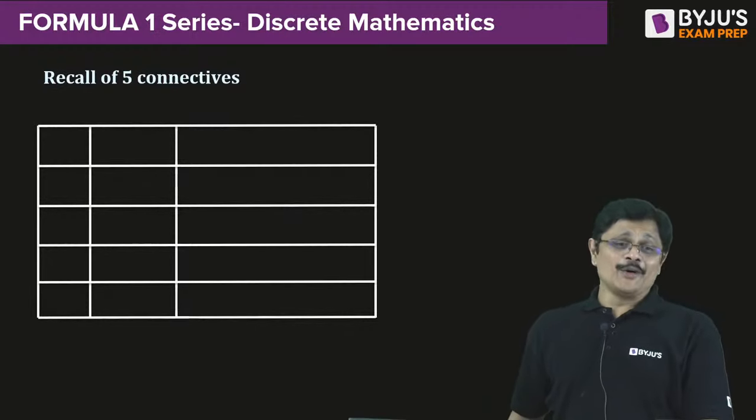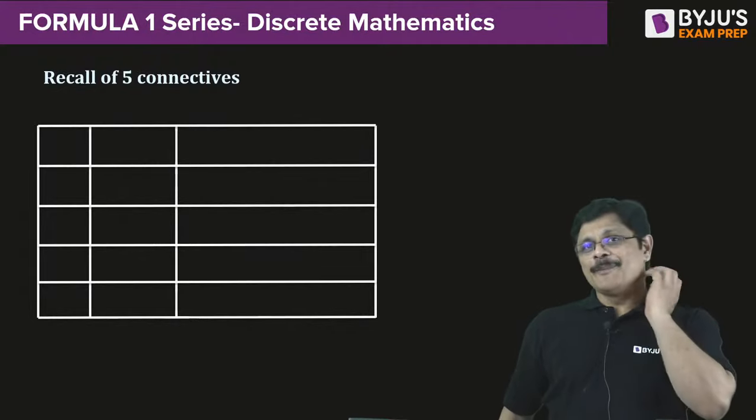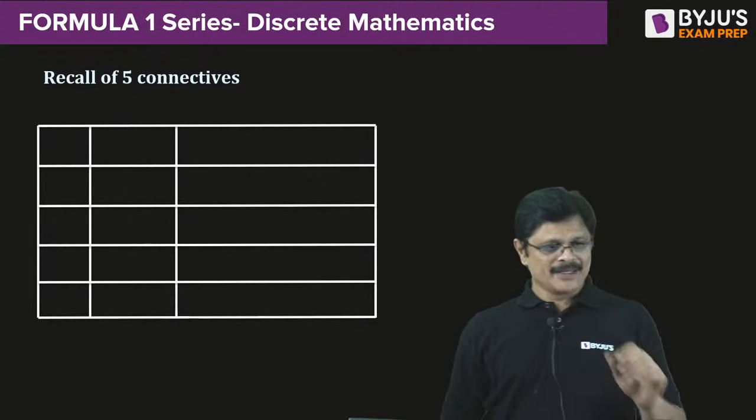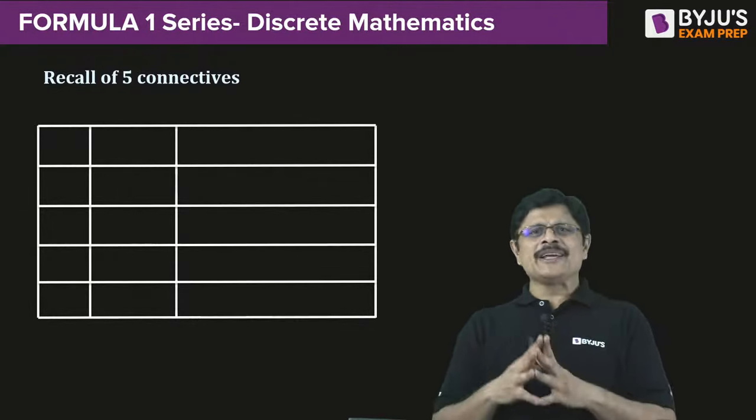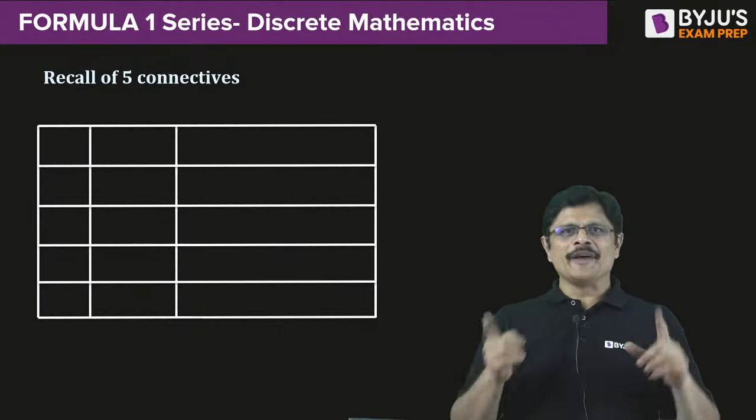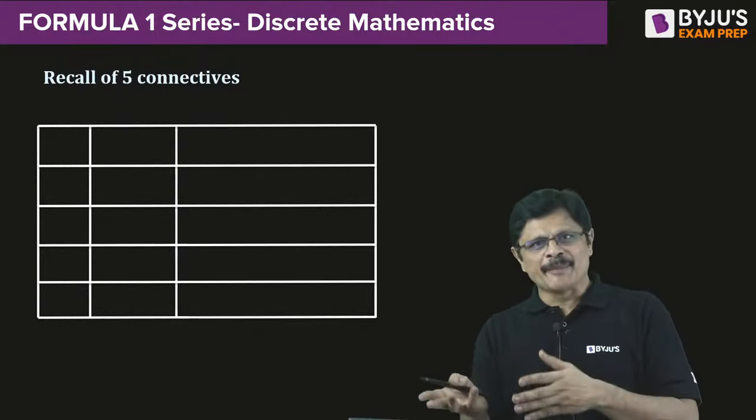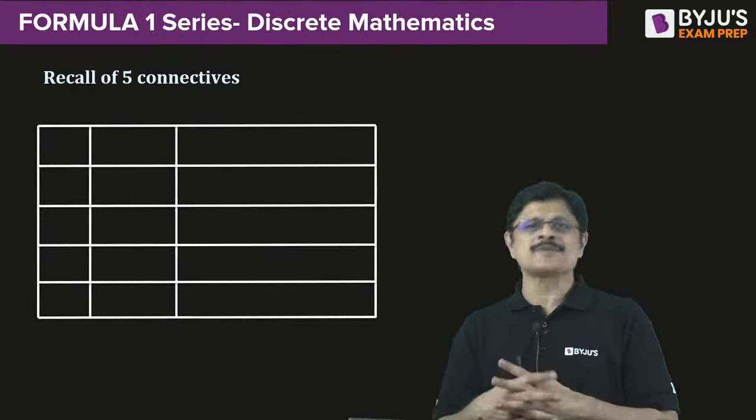Right. Now the 5 connectives. There are 5 important connectives. How to remember them? Negation means not P. So when P is true, negation P becomes false. When P is false, negation P becomes true.